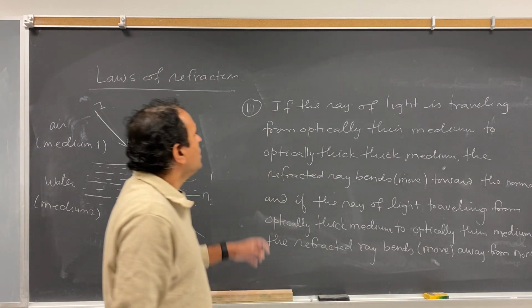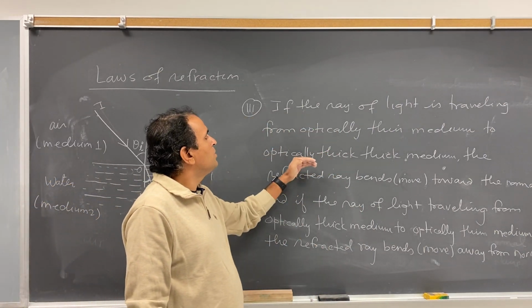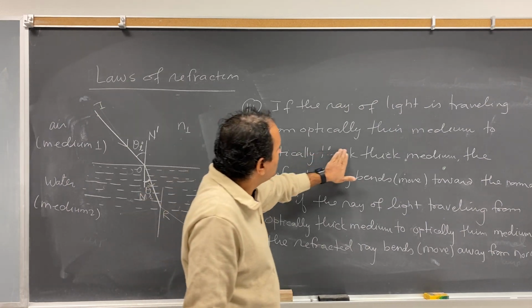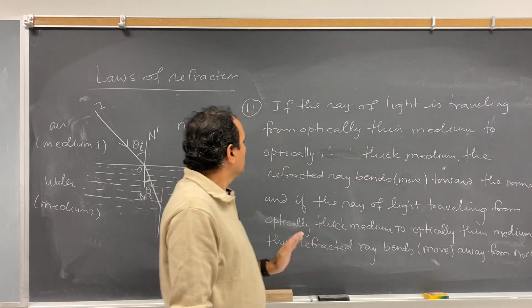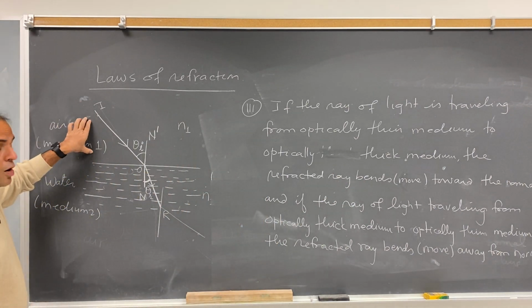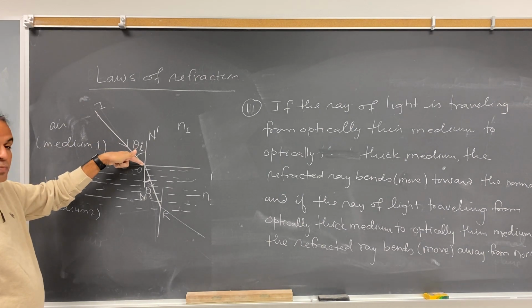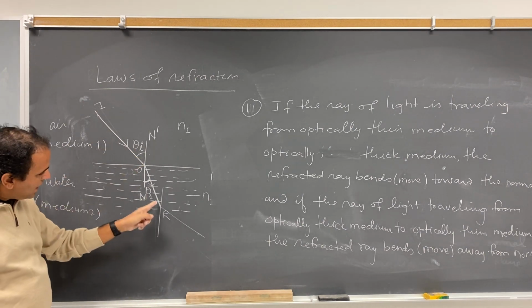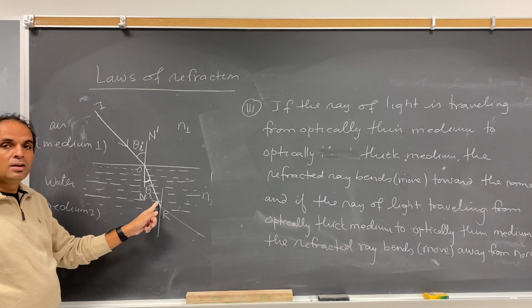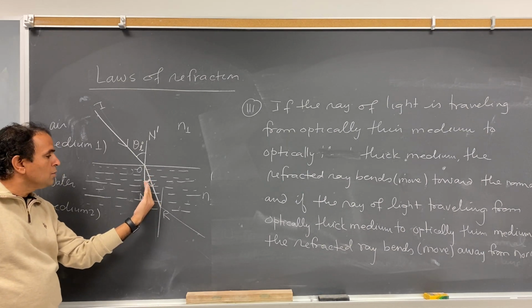Okay, so if the ray of light is traveling from optically thin medium to optically thick medium, the refracted ray bends towards the normal like this. Look, IO is the incident ray, and OR is the refracted ray. This refracted ray comes closer to the normal.